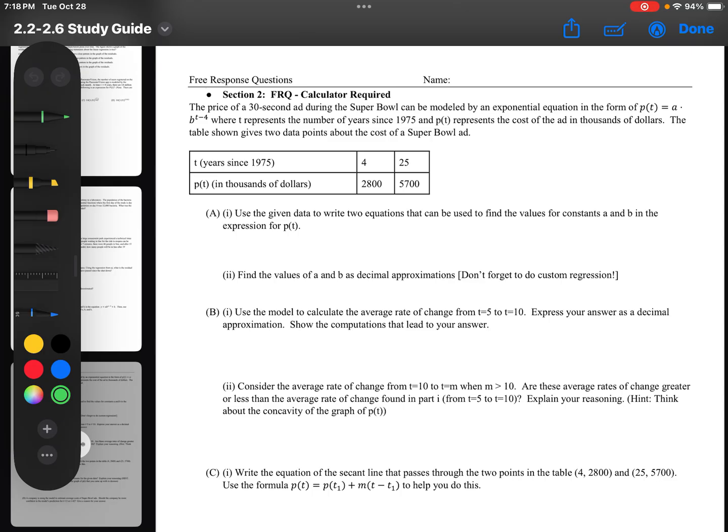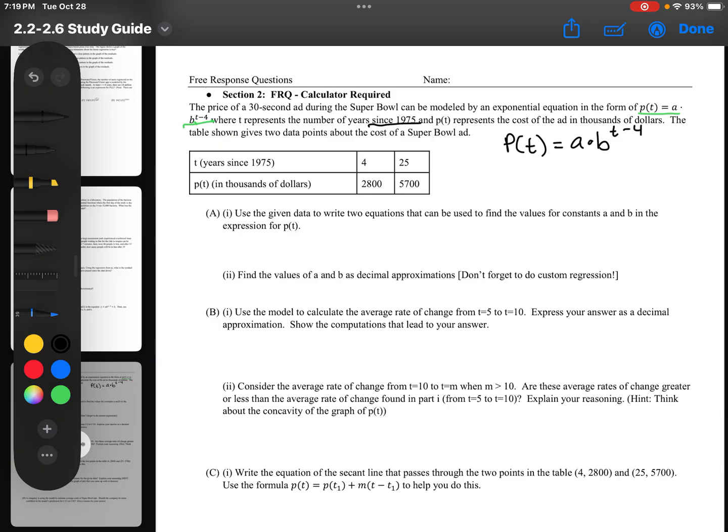All right, so it says here, the price of a 30-second ad during the Super Bowl can be modeled by an exponential equation in the form of P of T equals A times B to the power of T minus 4. I'm going to rewrite that a little bit nicer here. The PDF really didn't make this look very good. So that's the format that our equation is going to be in. It says T represents the number of years since 1975, so think of 1975 as year 0. P of T is going to be the cost of the ad in thousands of dollars.